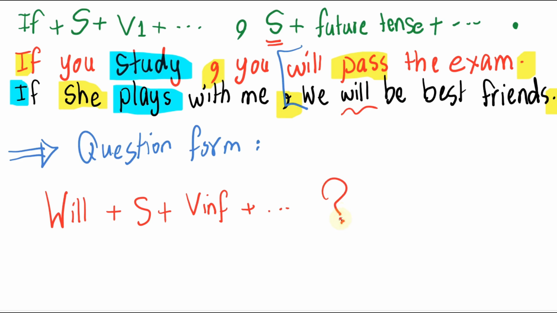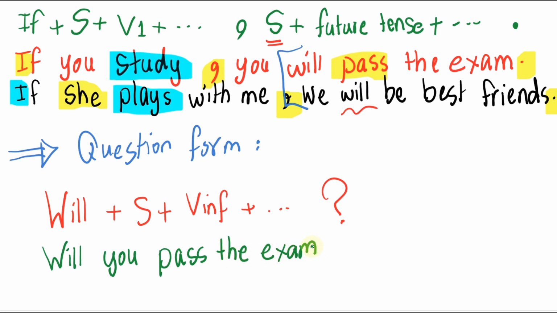Okay, let's try this on the first sentence. If you study, you will pass the exam. You will pass the exam. We are going to start with it. So we say will, subject you, verb infinitive pass. Will you pass the exam? We continue the sentence. If you study, question mark. Notice that we started will with capital because it's the first word in the sentence, and if is small because it's in the middle. We don't have comma, and we ended the sentence with question mark.